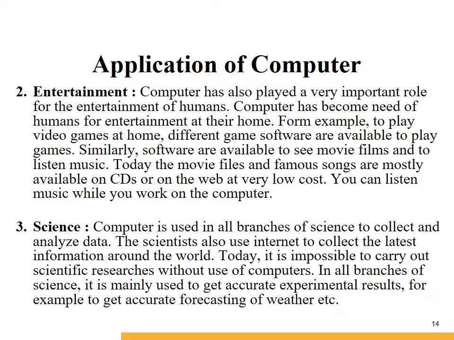So now the next application is in science. Computer is used in all branches of science to collect and analyze data. Even the scientists use the internet to collect the latest information from around the world. Today it is impossible to carry out scientific research without the use of computer. In all branches of science, it is mainly used to get accurate experimental results. For example, to get accurate forecasting of weather, they are using what?